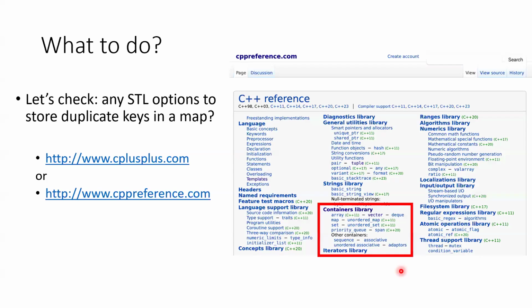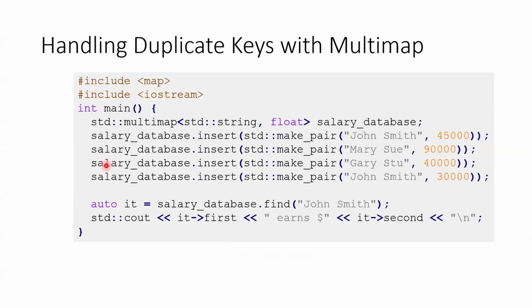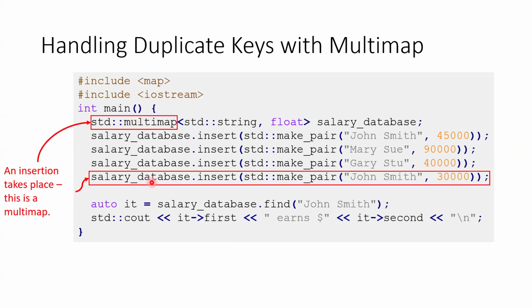So what do we do in this case if we want both John Smiths? We look into the C++ reference website and the containers library and see if we have any options to store duplicate keys in the map. If we go look into the website, we'll find something like a multimap. A multimap is a map that can store duplicate keys, so the second insertion will happen with a multimap.